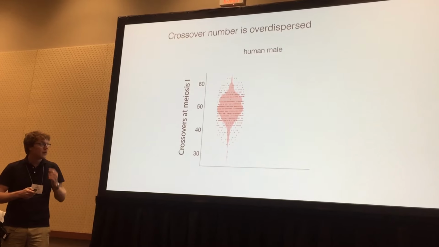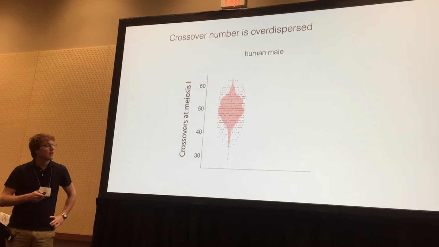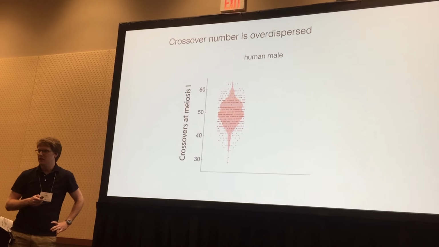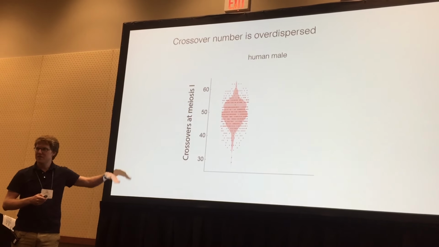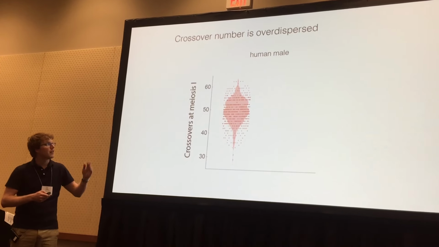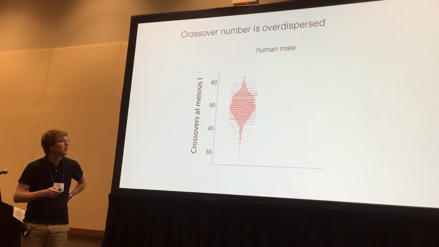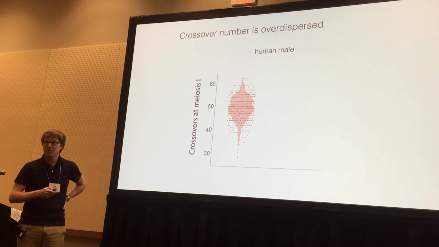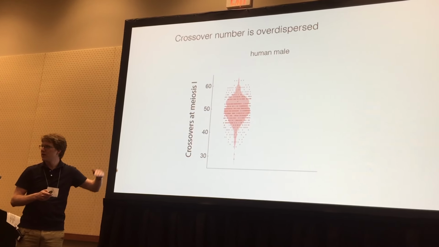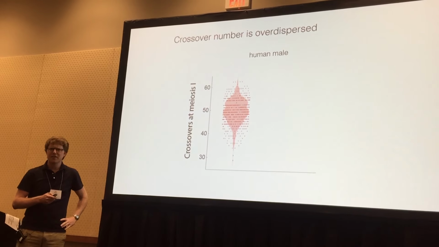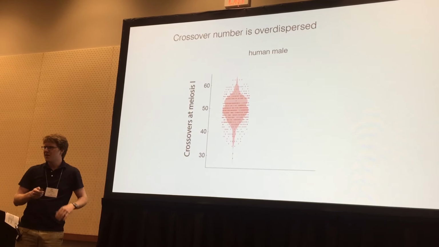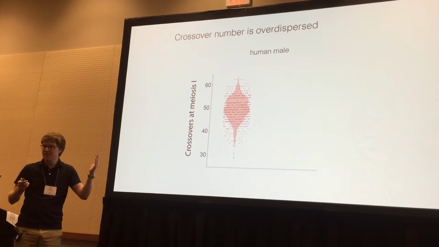The observation that motivated this work is the fact that if you look at the number of crossovers per meiotic cell, you see this extremely wide spread. These are data from human male spermatocytes, and you can see that the number of crossovers per spermatocyte shows really great variance. And this is surprising if you think that crossing over is some evolutionarily important trait, to see this kind of variance.